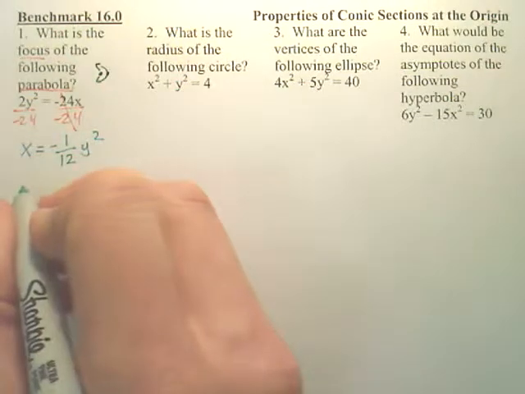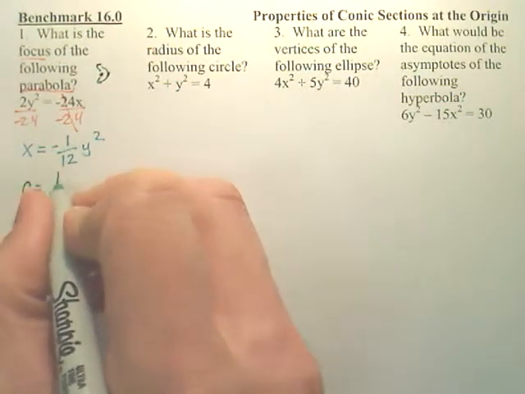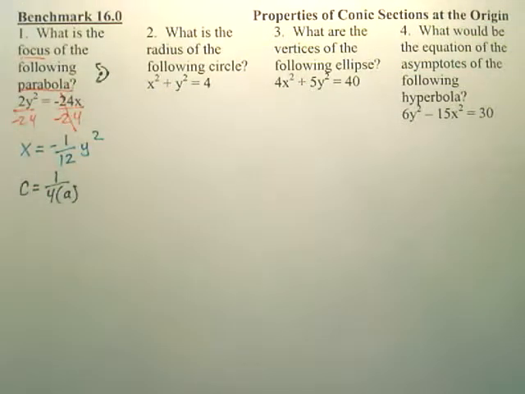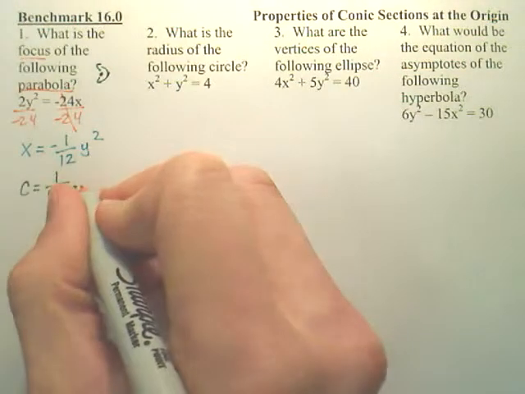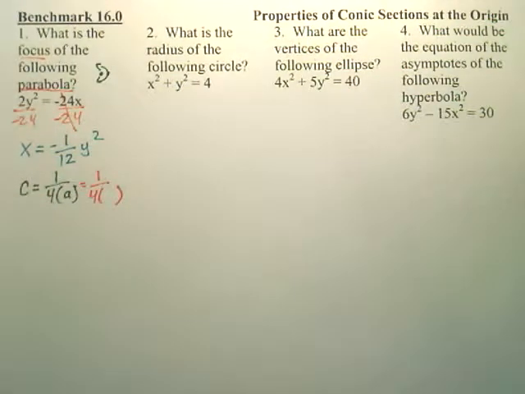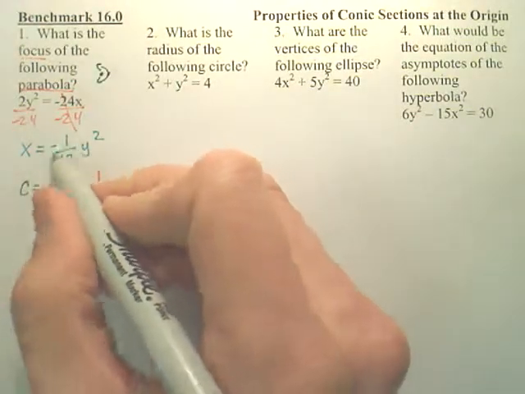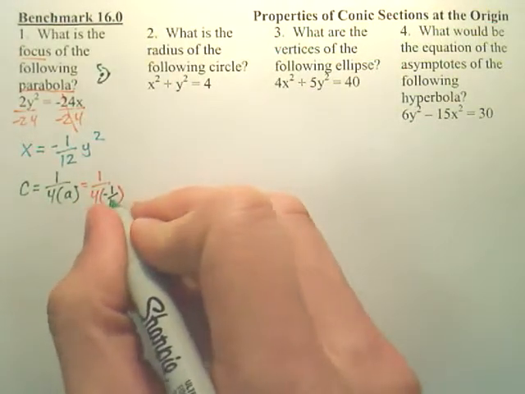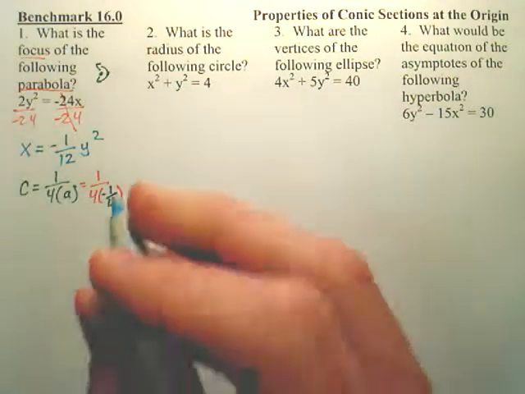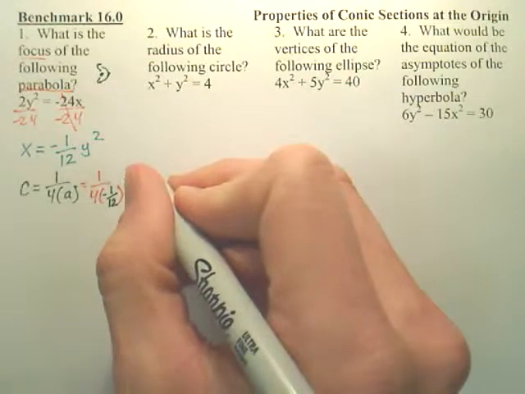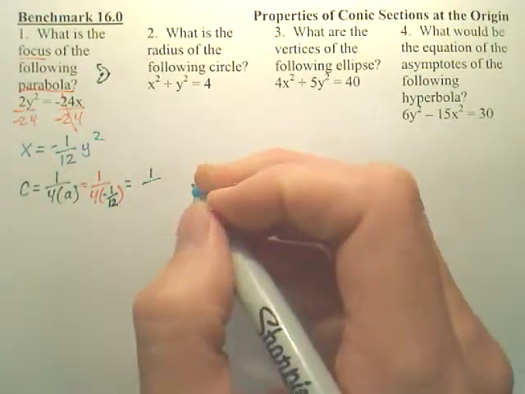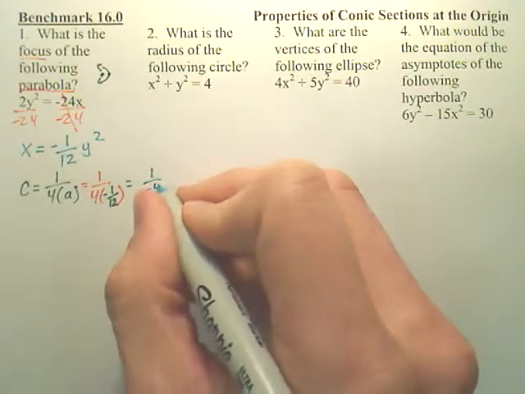So that's C. How do we find C? Well, C is equal to 1 over 4 times A. And in this particular problem, what is A? Well, this is your A right here, the negative 1/12. So if I want to find C, here's what I'm going to do. That's going to be 1 over 4 times negative 1 divided by 12, which looks like it's going to be negative 4/12.